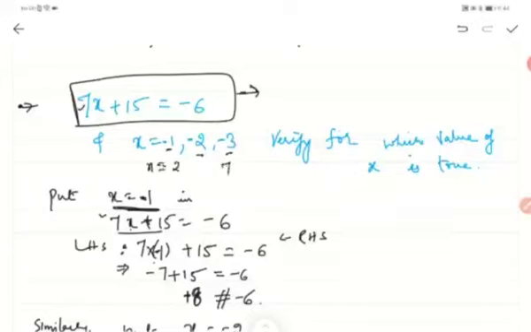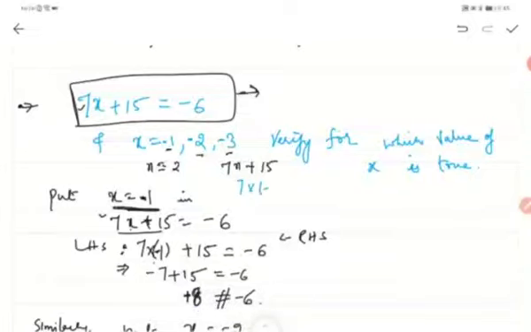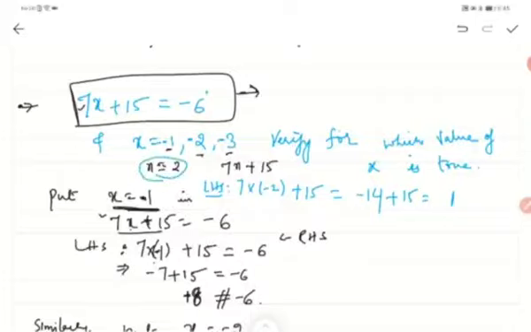Substitute in the equation 7x plus 15. If I substitute x as minus 2, this will be 7 into minus 2 plus 15. I'm just taking the LHS side. 7 into minus 2 is minus 14. Minus 14 plus 15 is how much? It's giving you 1. So the LHS side is 1 when substituting x equal to minus 2. But here it is minus 6. Therefore, for x equal to minus 2 also, it's not true.